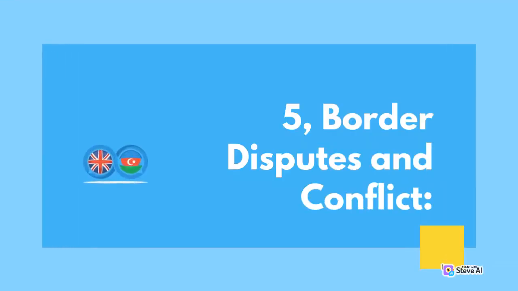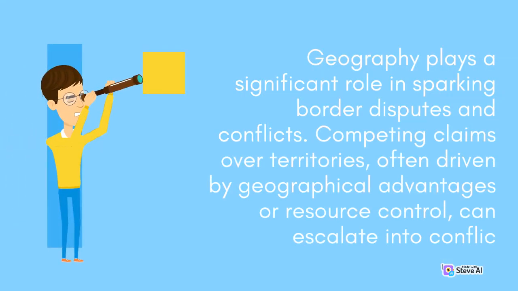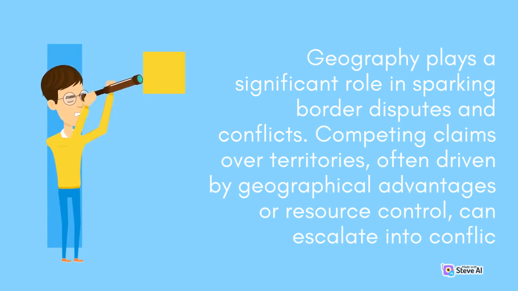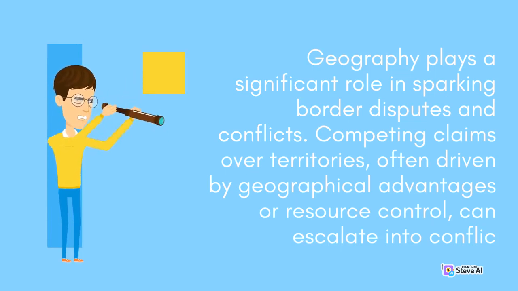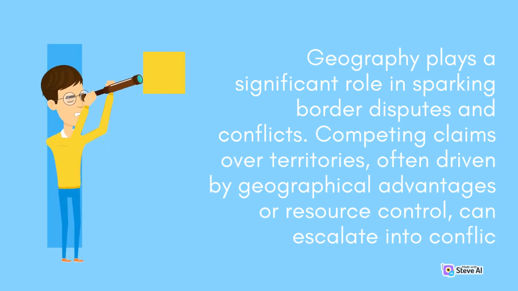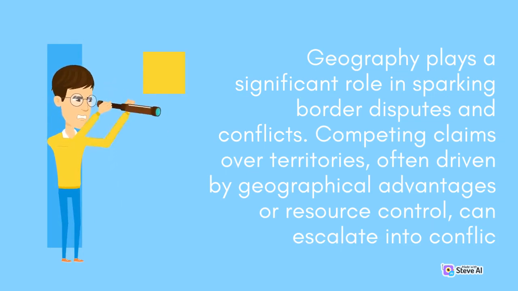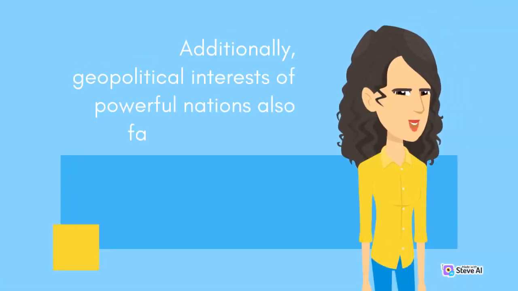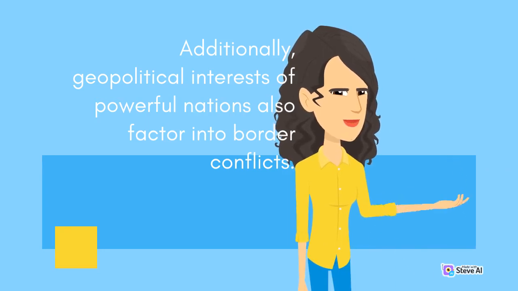5. Border disputes and conflict. Geography plays a significant role in sparking border disputes and conflicts. Competing claims over territories, often driven by geographical advantages or resource control, can escalate into conflict. Additionally, geopolitical interests of powerful nations also factor into border conflicts.